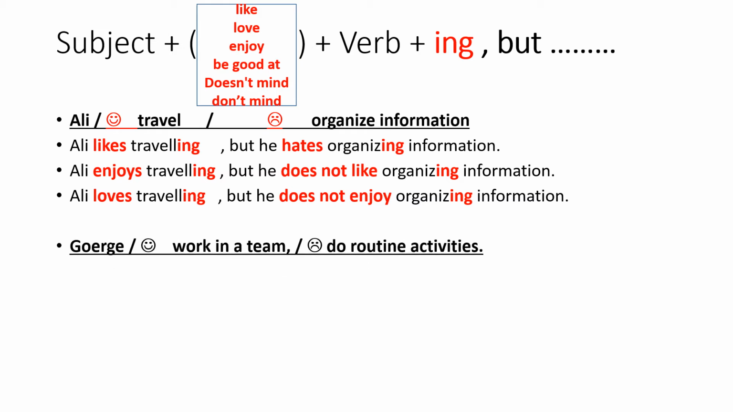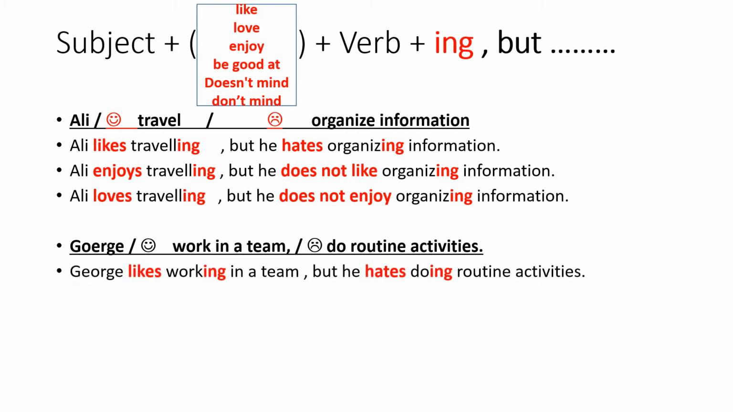Let's look at this example. George, happy face, work in a team, sad face, do routine activities. The first example, George likes working in a team, but he hates doing routine activities. George likes, because we have the verb likes, we put ing. In the second sentence, but he hates, we put ing on the verb do.